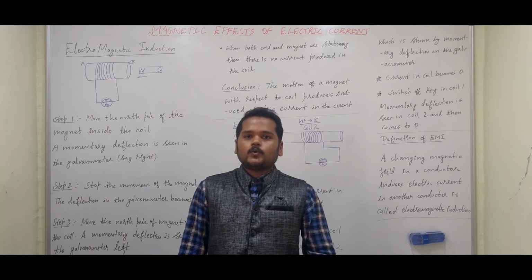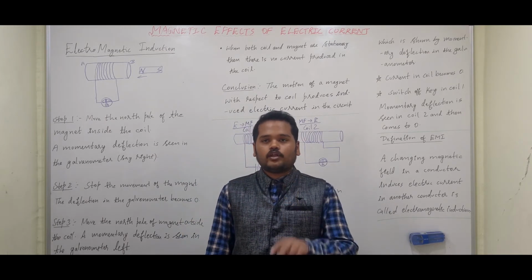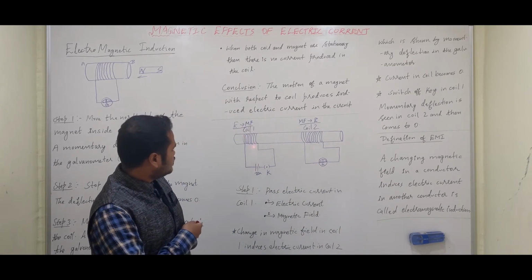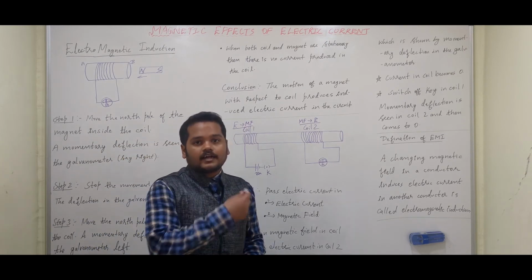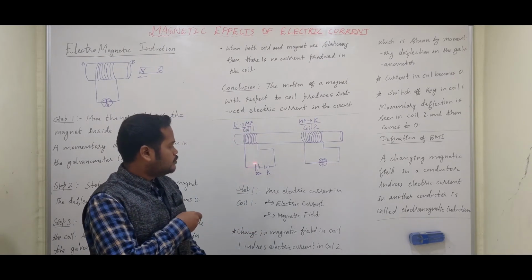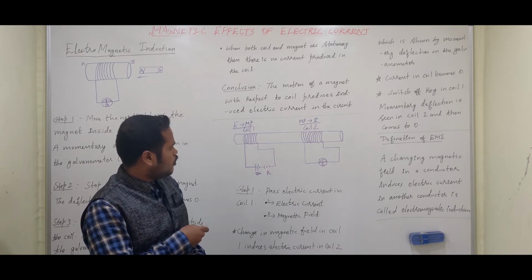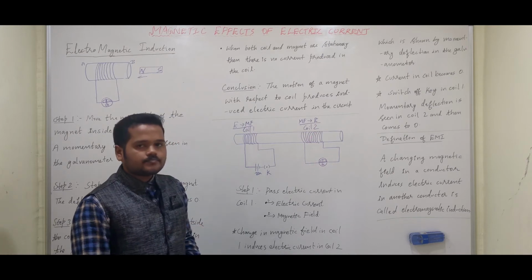Now we will move to experiment 2, and the setup of our experiment 2 consists of 2 coils. Here there was only one coil. Here you have 2 coils. You can see here coil 1, coil 2. Coil 1 is attached to a battery which produces electric current through potential difference, and a key which you can switch on and off. Coil 2 consists of a galvanometer.